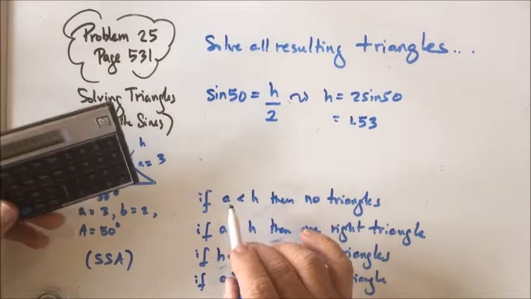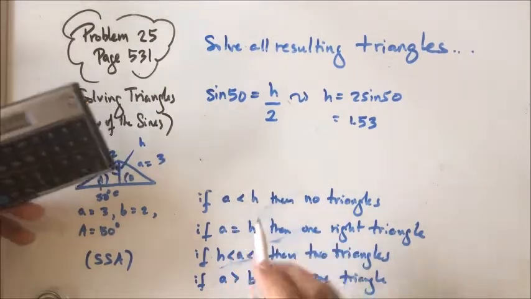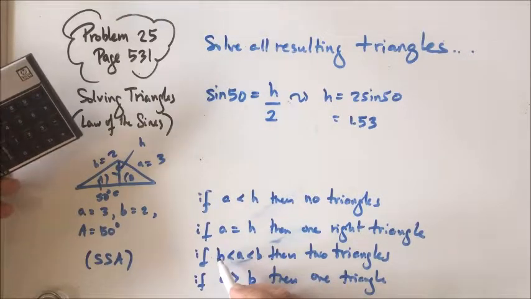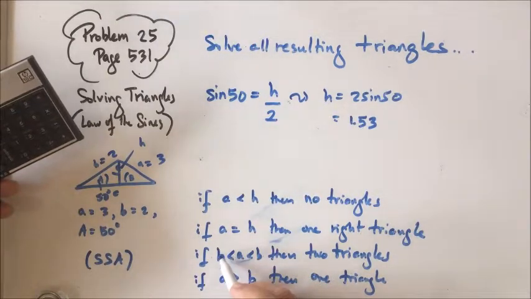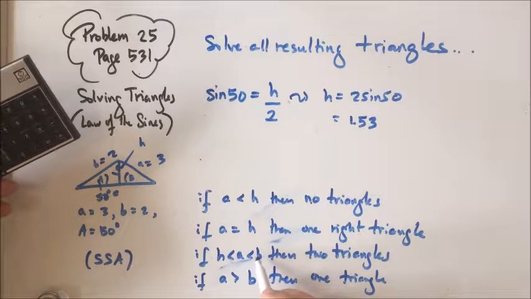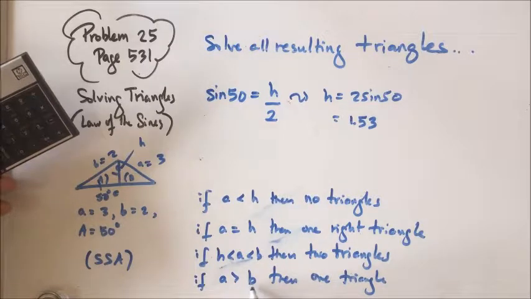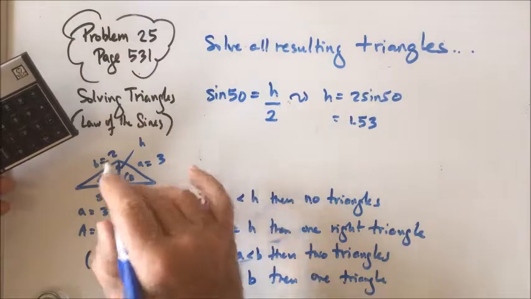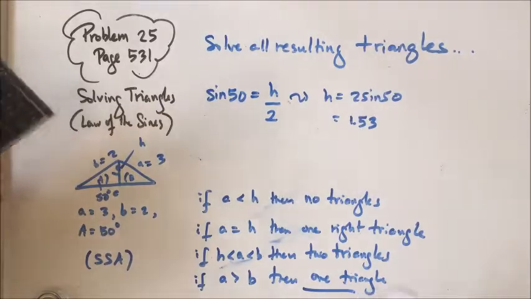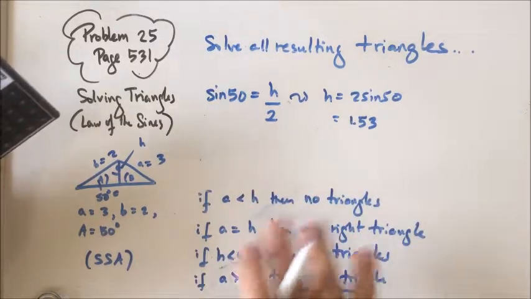H is not bigger than A. A is 3. H is not equal to A. In fact, A is bigger than H. And A is less than B. I'm sorry, but A is not less than B. A is also bigger than B. Well, I guess we could have gone right there. A is 3, B is 2. All right, so there's only one triangle. Only one triangle? Great. Let me erase that.